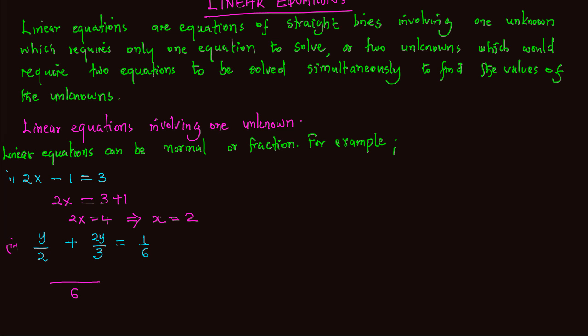2 goes into 6 3 times. 3 times y is 3y. 3 goes into 6 2 times. 2 times 2y is 4y. And this is equal to 1 over 6. We eliminate the denominators by multiplying both sides by 6, and we end up with 7y is equal to 1. And therefore, y is 1 over 7.